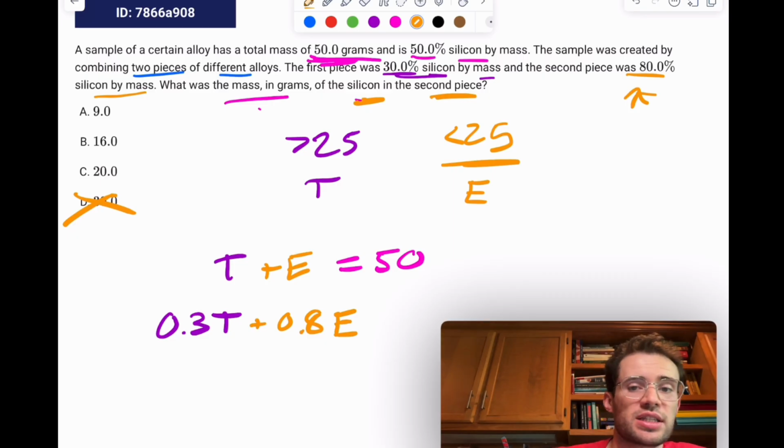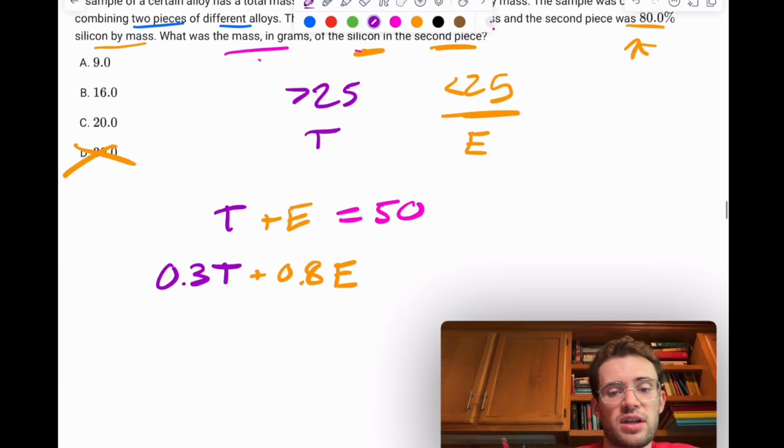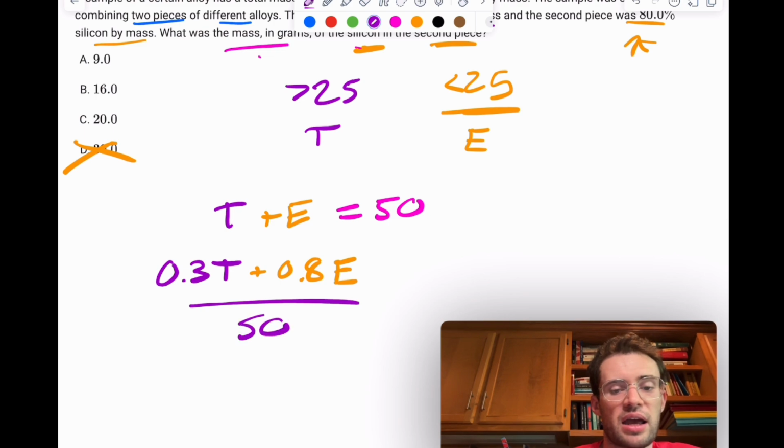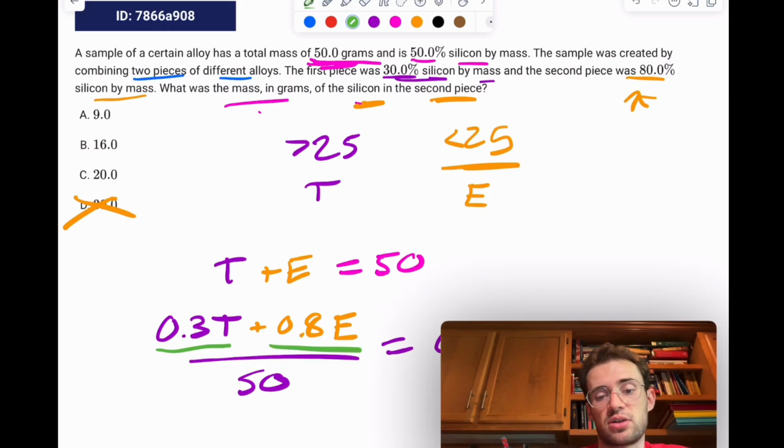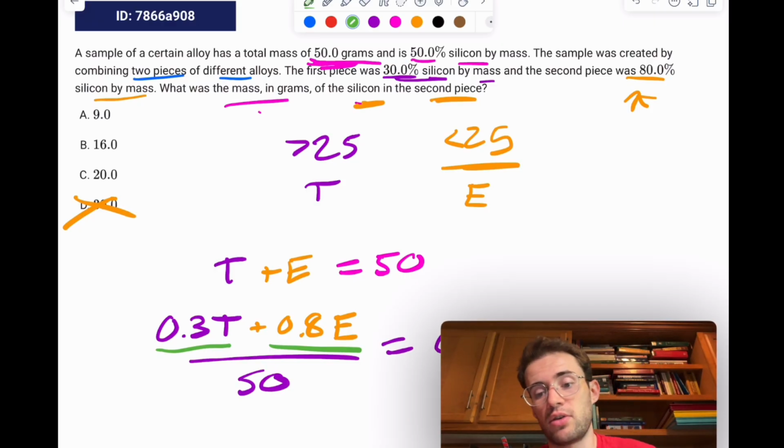So there's two ways you could do this now. You could divide this by the grams, then make it equal to 50%, right? So you could go like, okay, this divided by 50 grams is equal to 50%, 0.5. That would work because this numerator that I just wrote is the mass of silicon from the first part plus the mass of silicon from the second part, which adds up to the total mass of silicon in the alloy, the combined sample. And then if you divide that by the total mass of the sample, it should give you that half of it, like they said, is silicon.